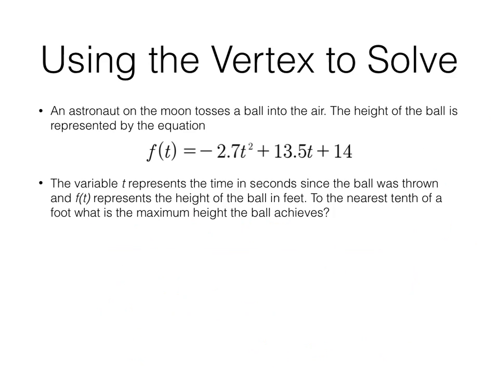This time we're using the vertex. Let's read. An astronaut on the moon tosses a ball into the air. The height of the ball is represented by this equation right here. The variable t represents the time in seconds since the ball was thrown, and f of t represents the height of the ball in feet. To the nearest tenth of a foot, what is the maximum height the ball achieves?